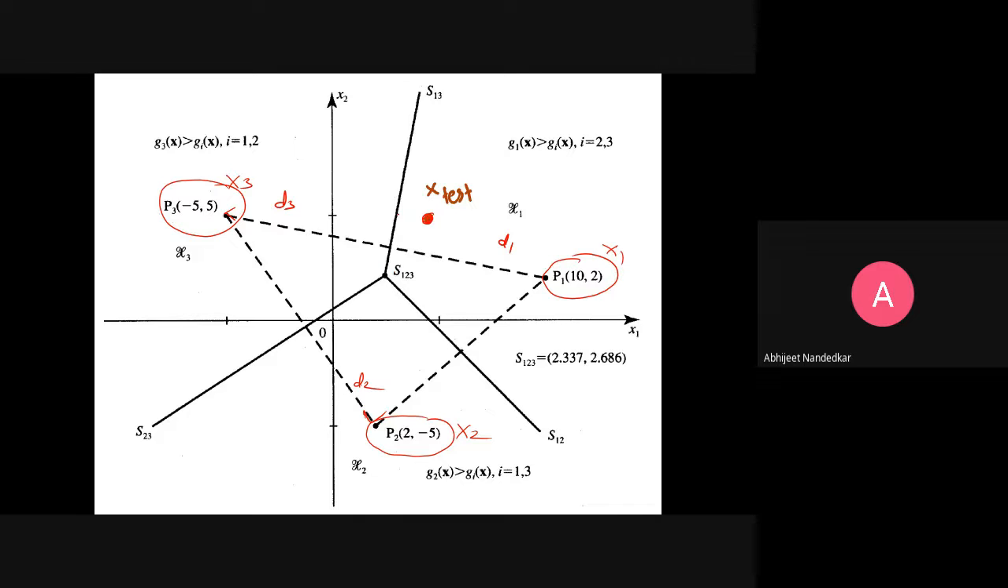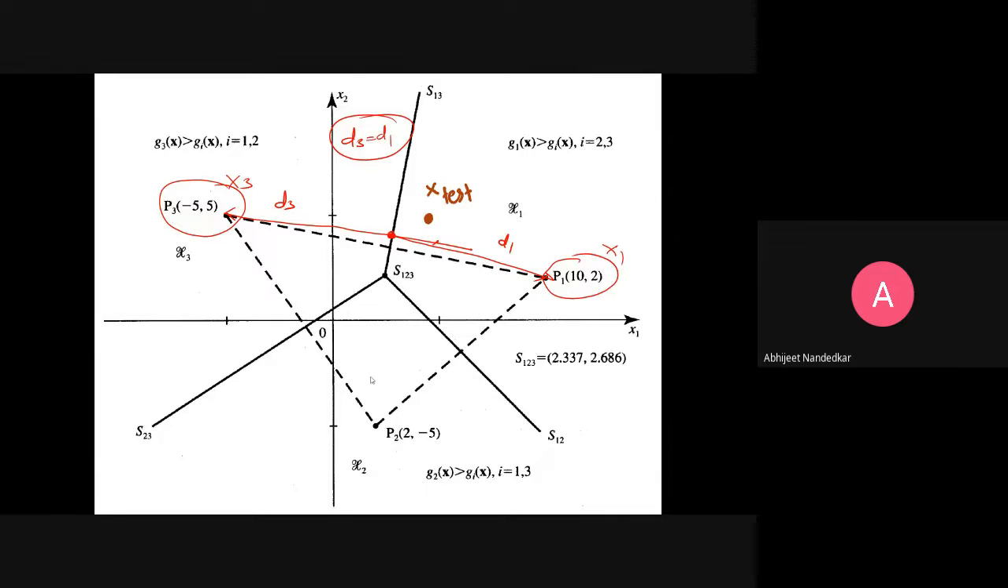Now suppose that instead of placing the sample here, I put X test here. You will see that this distance d3 and this distance d1 are the same, so d3 is equal to d1. No doubt the distance to d2, or class 2, is more than d1 and d3, but you can check that these two distances are the same.